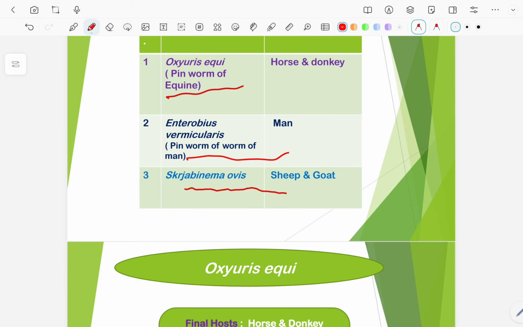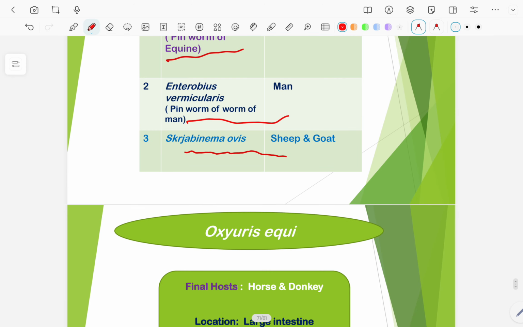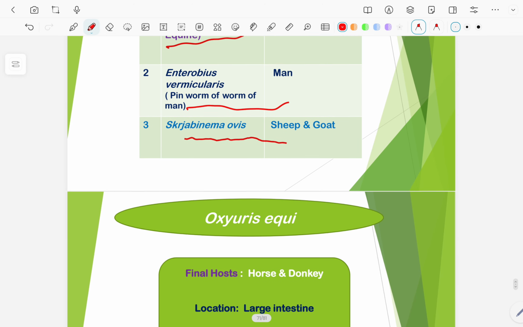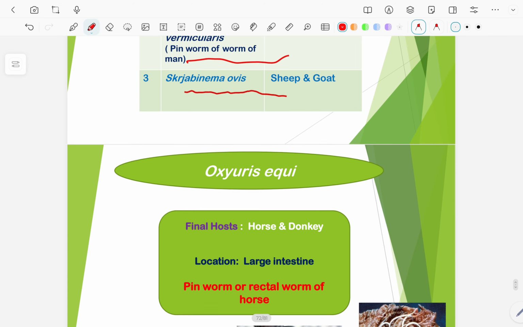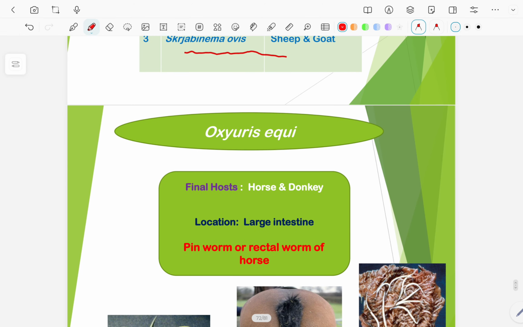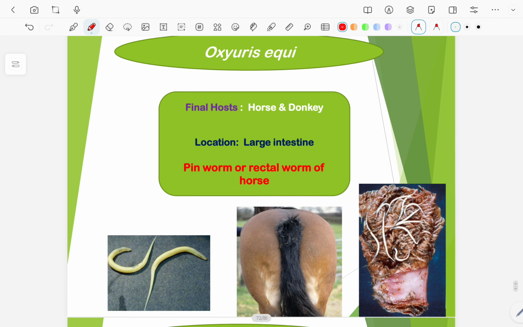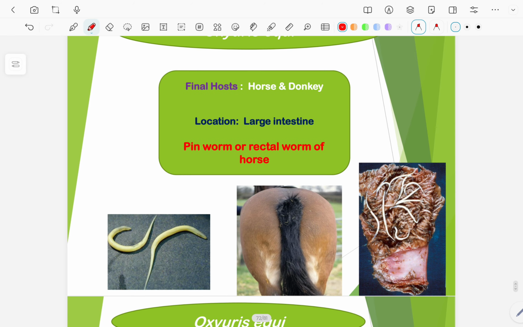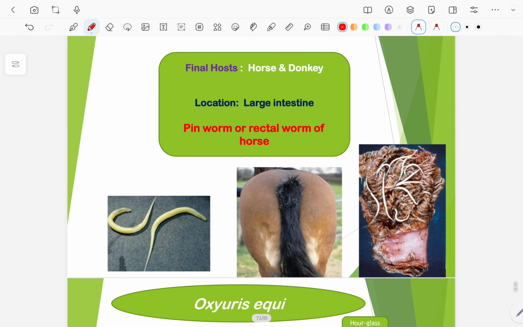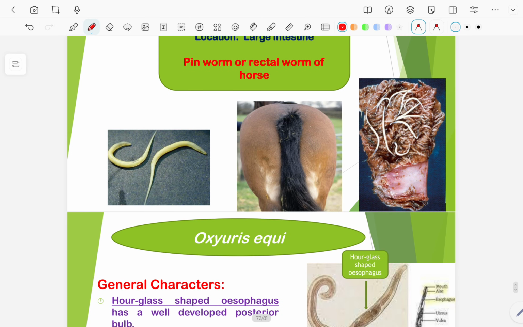Skrjabinema ovis, sheep and goat. Oxyuris equi: final host, horse and donkey. Location: large intestine. Pinworm or rectal worm of horse.